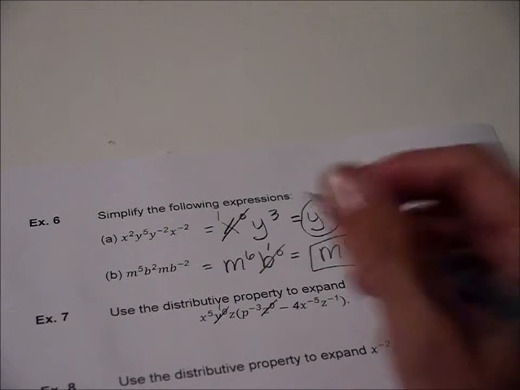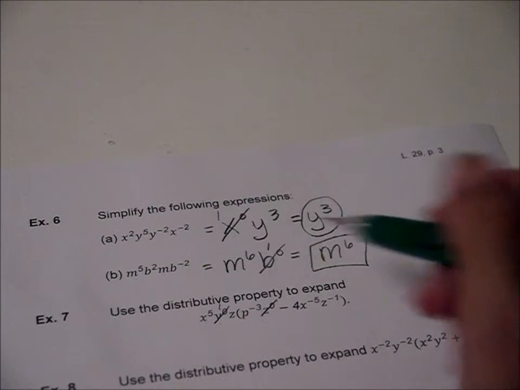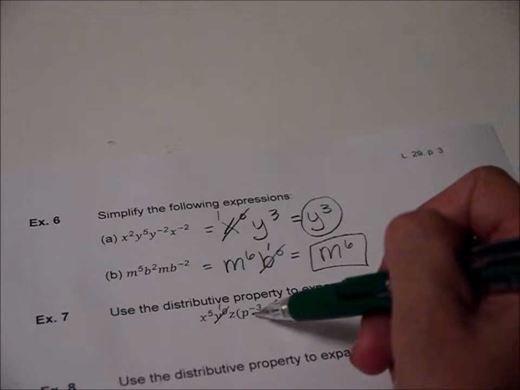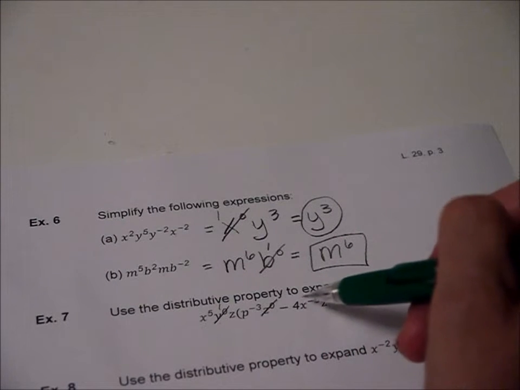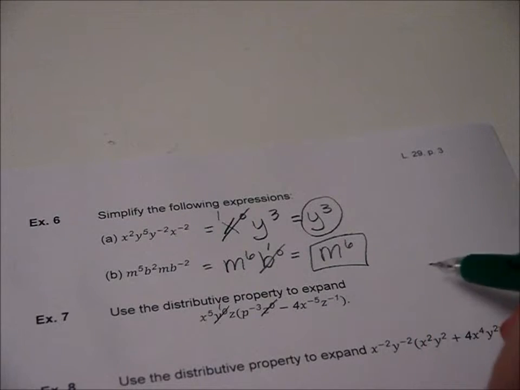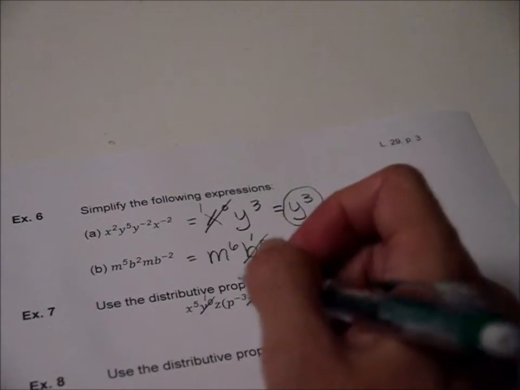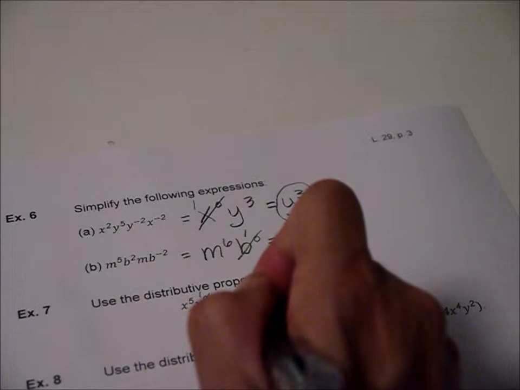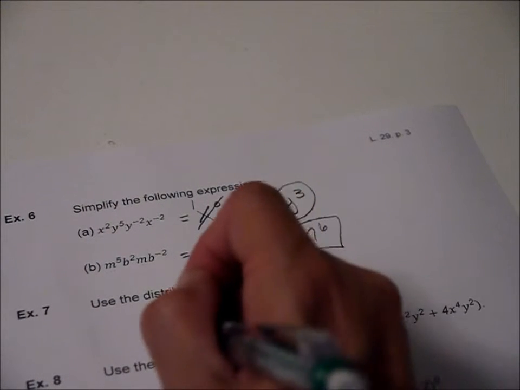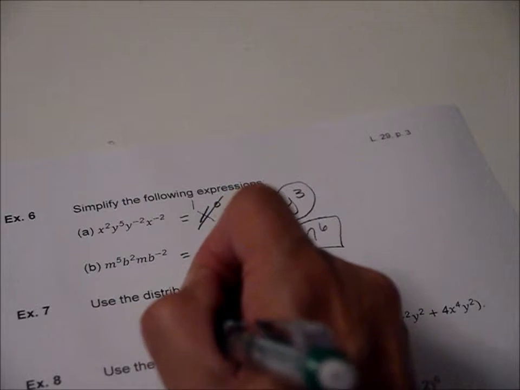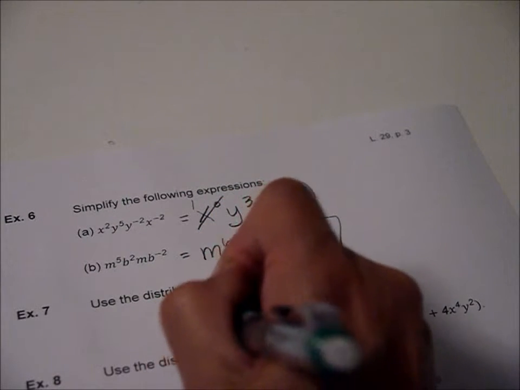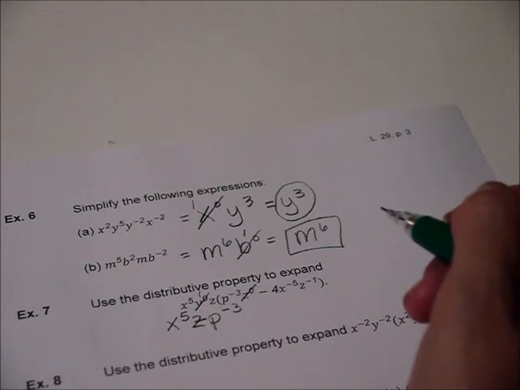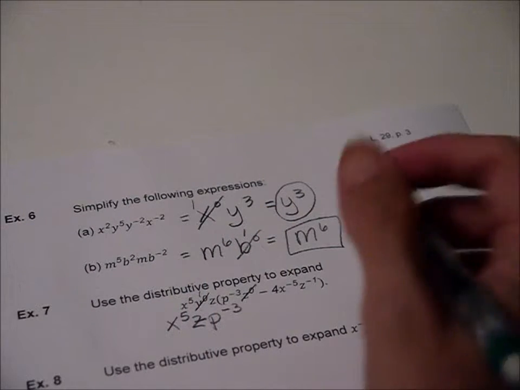So now we really have x to the 5th z times p to the negative 3 minus 4x to the negative 5 z to the negative 1. Now we just do what we've done before. We're going to multiply x to the 5th z times p to the negative 3. So what we have is x to the 5th z p to the negative 3. That's what happens when those guys multiply together.